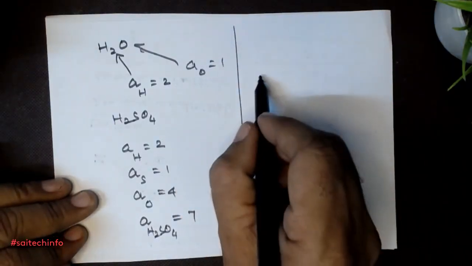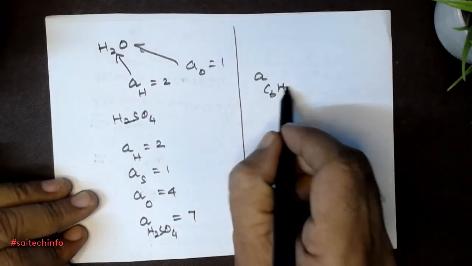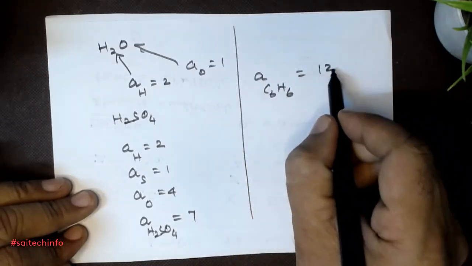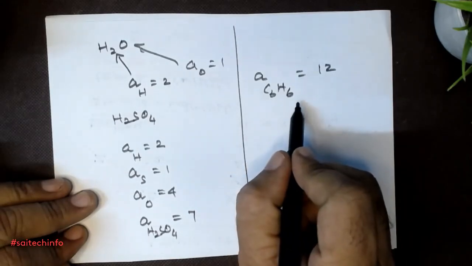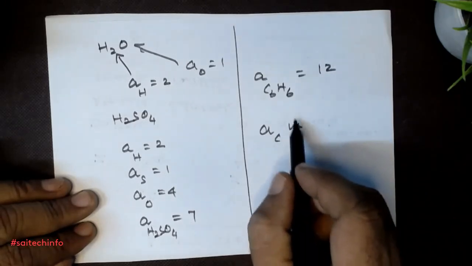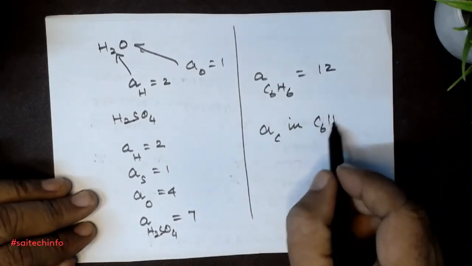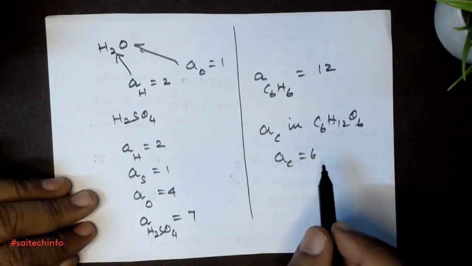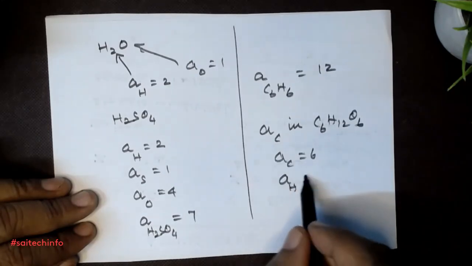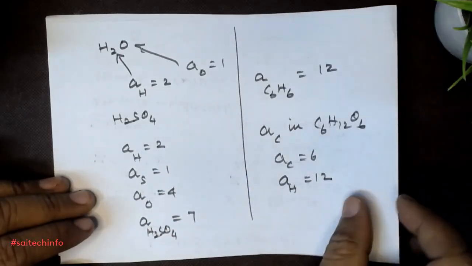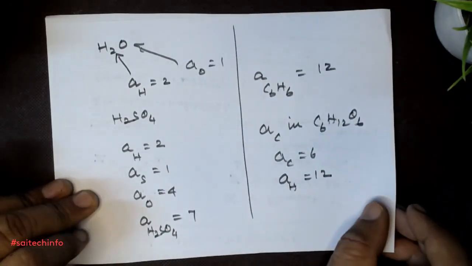Now, what is the atomicity of benzene, C6H6? Anyone? 12. Because carbon 6, hydrogen 6. Okay. What is the atomicity of carbon in glucose, C6H12O6? 6. So it is 6. And what is the atomicity of hydrogen? 12 in this glucose. So I think now you are very clear about the atomicity. Okay. Right. Now let us proceed further.